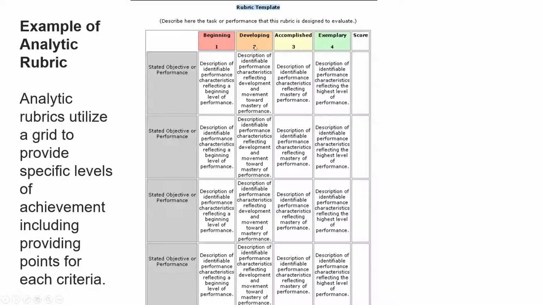So this will be like, okay, this is good, this is like very good, brilliant. Beginning will be description of identifiable performance characteristics reflecting a beginning level of performance. When you're talking about beginning level of performance, that's where you're going to tell them what they can and what they cannot do. Similarly for developing as well as the rest.